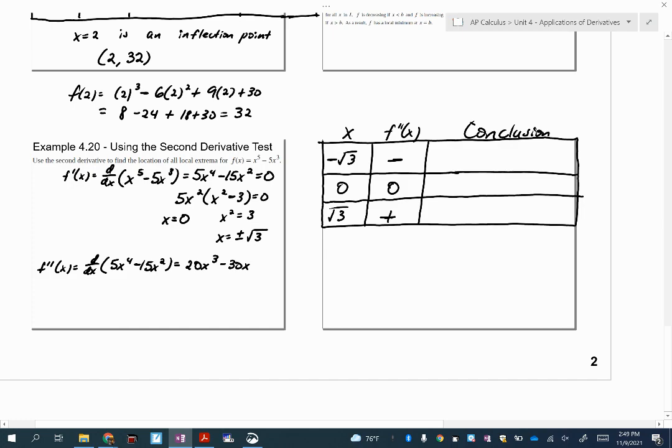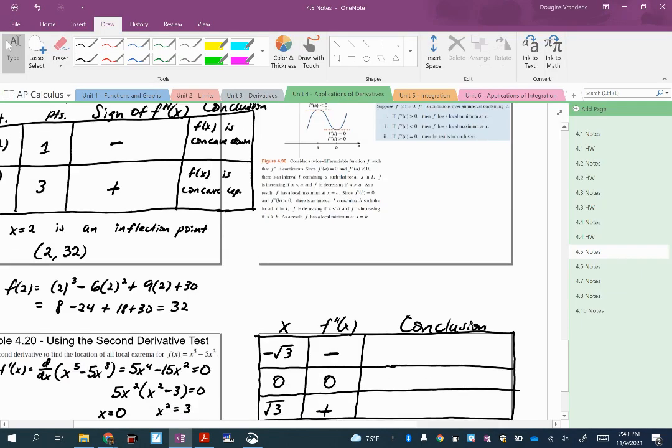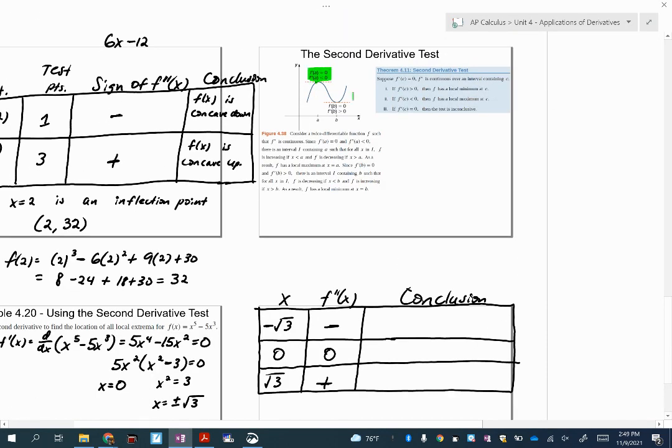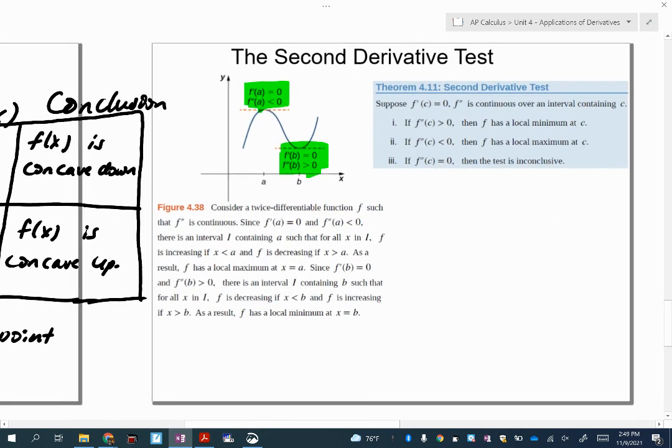Now I'll get back to the 0 in a moment. But if I use the second derivative test, I'll highlight this for you to help show you what I'm looking at. I think this image is helpful. We know already these are critical points because they make the derivative of my f of x function equal to 0.